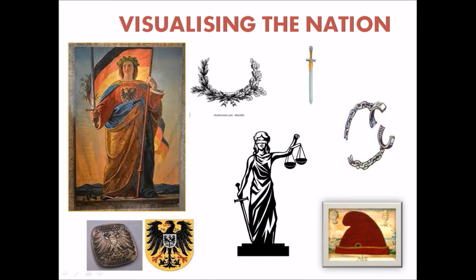Similarly, in Germany, the female figure used for depicting Germany as a nation came to be known as Germania. Germania is generally shown wearing a crown of oak leaves, as the German oak stands for heroism.